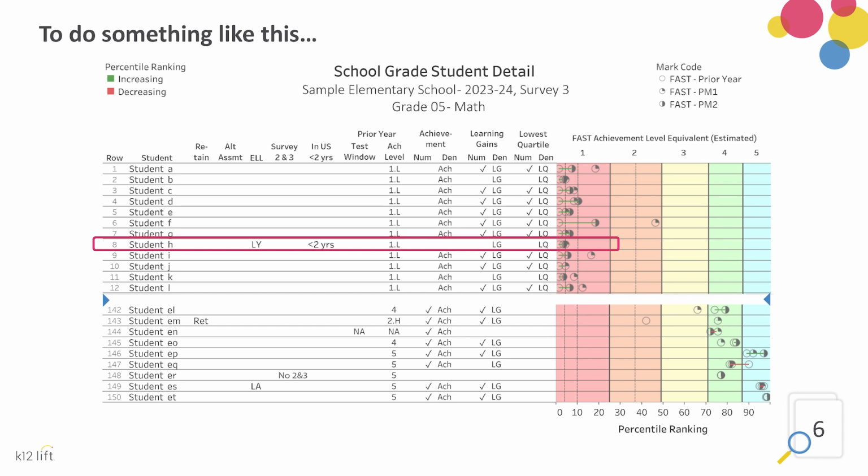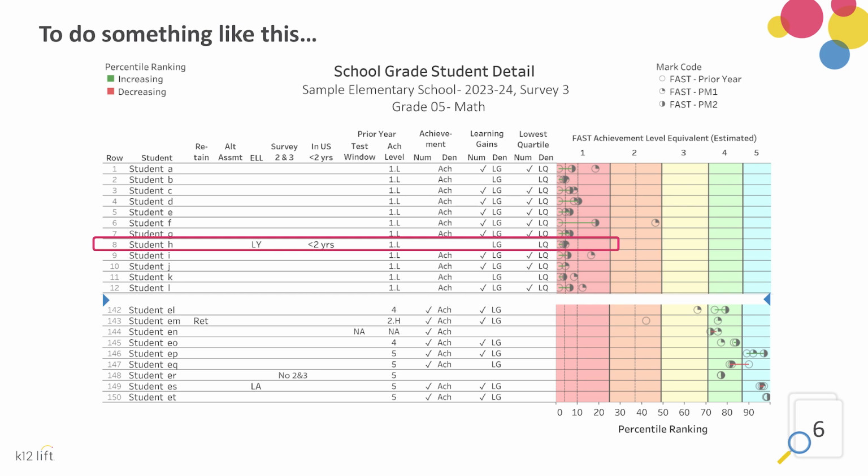Look at this record right here, student H. Why is that student in the learning gains denominator, but not in the achievement denominator? We can see that student has an ELL code of LY. They're in the country less than 2 years. Okay, I get it. They're not in the achievement denominator, so that student wouldn't be counted. Why is that student not incorporated in the numerator? We don't see check marks for that student. Why not? We can see the symbols here, and it's hard to see obviously because it's so collapsed, but they haven't grown quickly enough to earn a learning gain yet.